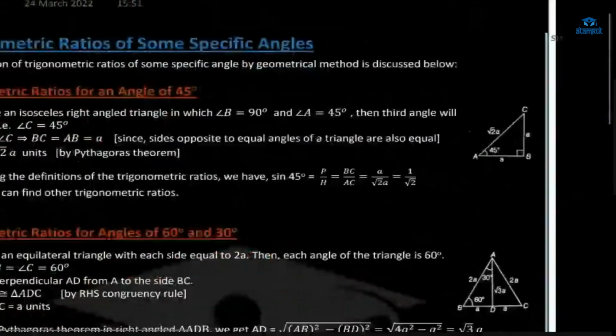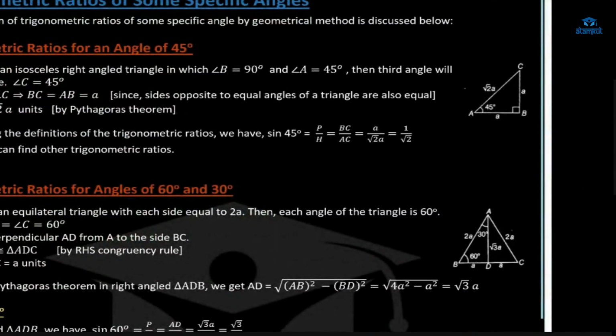Now you will not ask how I am saying that sine 45 is 1 by root 2, cos 45 is 1 by root 2. And if you take tan 45, then what will it be? P by B, that will give us 1. And also cot 45 is 1. And similarly the other trigonometric ratios.